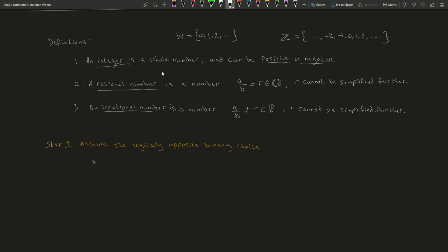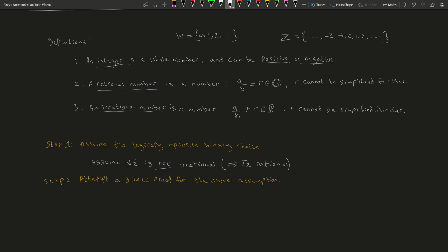So assume the square root of 2 is not irrational. Therefore, the square root of 2 is rational. Okay? That's step 1. Step 2, we will then attempt a direct proof for the above assumption. Okay?